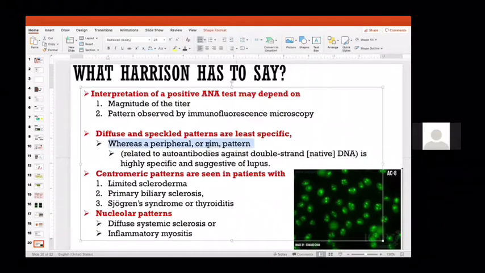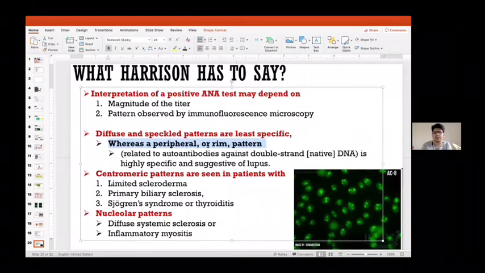Okay. So this is something who is not reporting ANA, but who is just reading Harrison thoroughly, who will be telling this. If peripheral or rim pattern is there, it correlates with dsDNA, and we know dsDNA is highly suggestive of lupus. So this can be used as an MCQ, this can be used as a viva, but in practice, we do not report peripheral pattern or rim pattern now. Okay, it was taken out from the nomenclature 5-6 years back, so we do not report it.